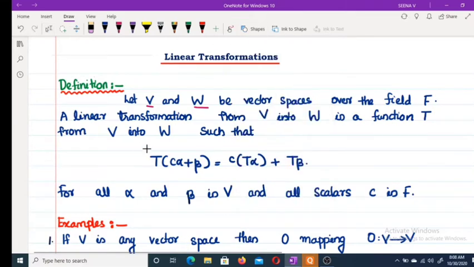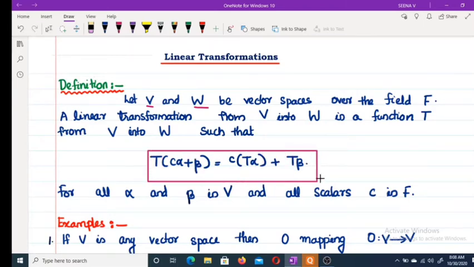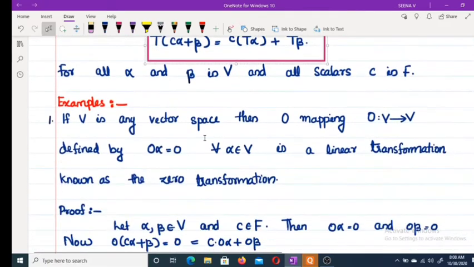That is, for any alpha, beta belonging to V, if we have this condition, T of (c alpha plus beta) equals c T alpha plus T beta, then we call T a linear transformation from V into W. Now we look at some examples of linear transformations.